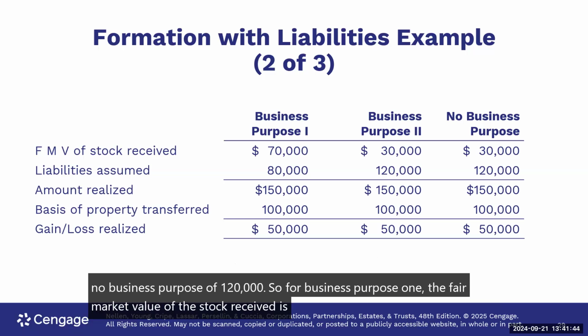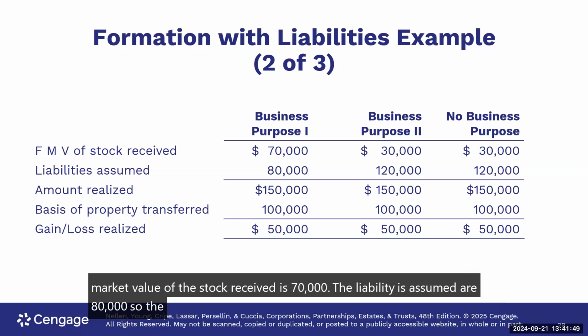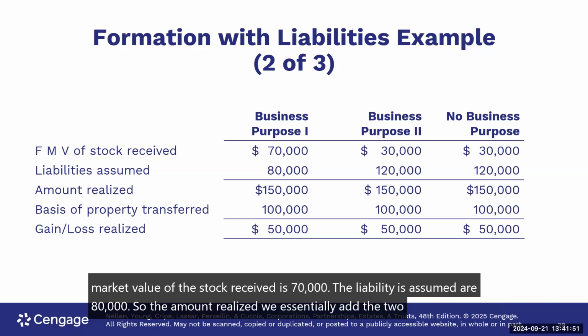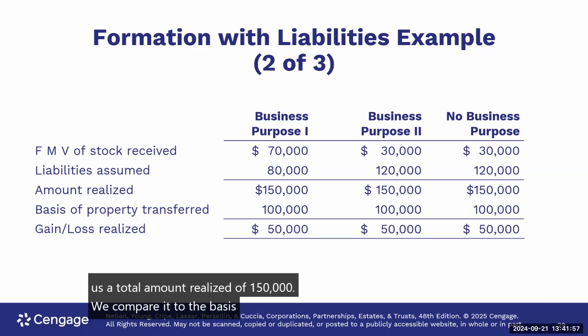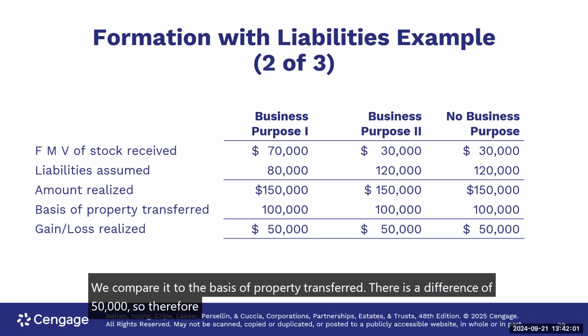The liabilities assumed are $80,000. So the amount realized, we essentially add the two, and that gives us a total amount realized of $150,000. We compare it to the basis of property transferred. There is a difference of $50,000. So therefore, there's a $50,000 gain recognized.